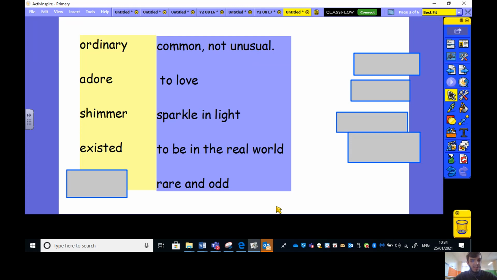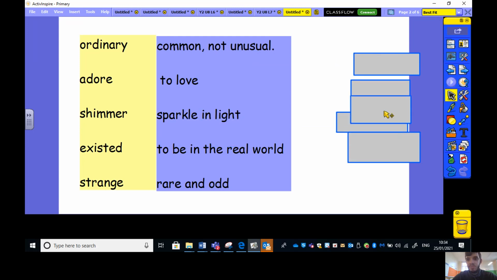And what's another word for kind of rare and odd, maybe a little bit peculiar? We might say that person is, well done, strange, okay, strange. So let's try and use these words in our writing. Ordinary, adore, shimmer, existed, and strange. Always improving our lexicon, our knowledge, our bank of words, the bank of words we have at our own sort of disposable, the words we know.